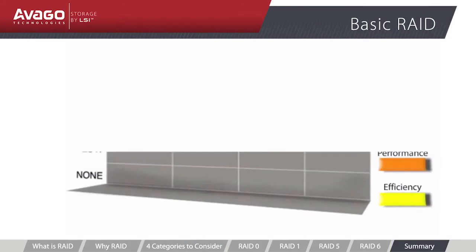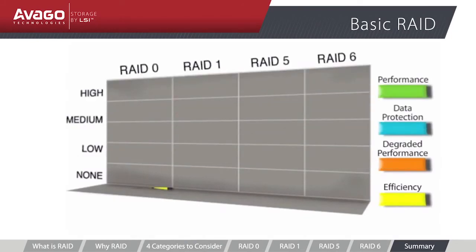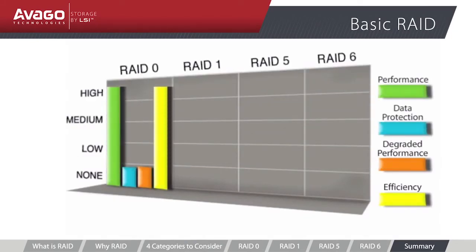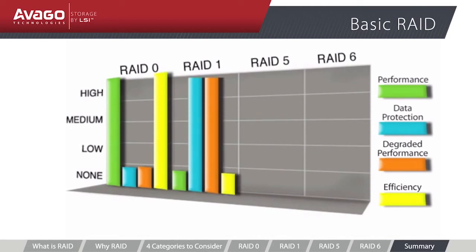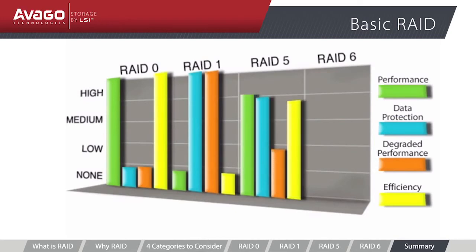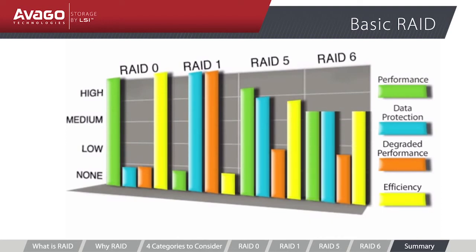To summarize the RAID levels, RAID 0 offers the highest performance and efficiency levels, but no data protection. RAID 1 offers high data protection and degraded performance, but performance and efficiency are at the lowest of all RAID levels. RAID 5 offers very good performance, good data protection, and efficiency, but degraded performance is low. RAID 6 offers good performance and efficiency while at the highest level of data protection.